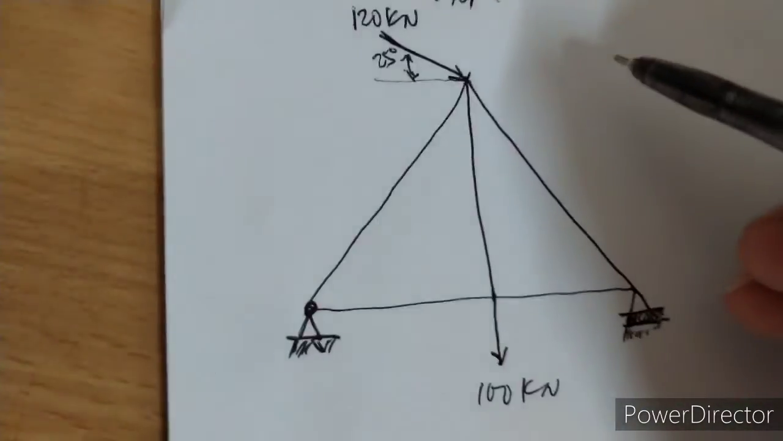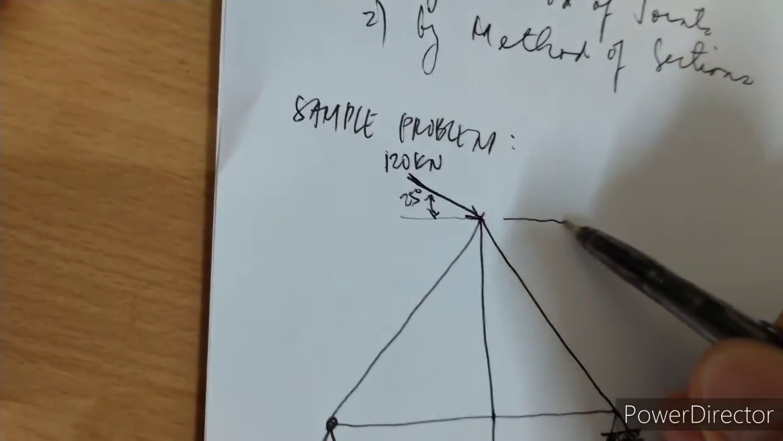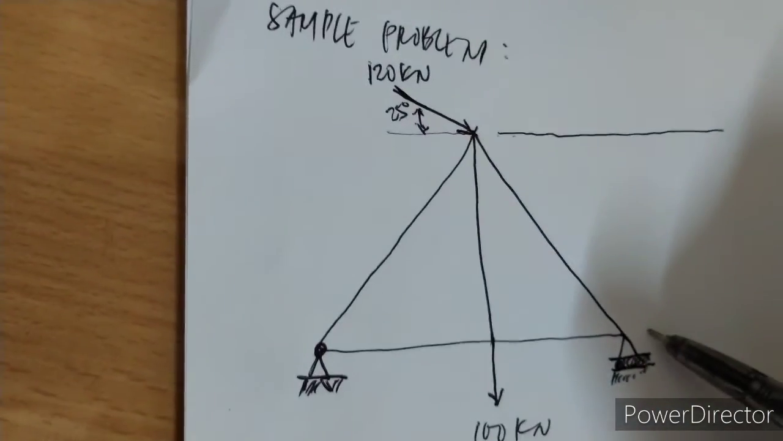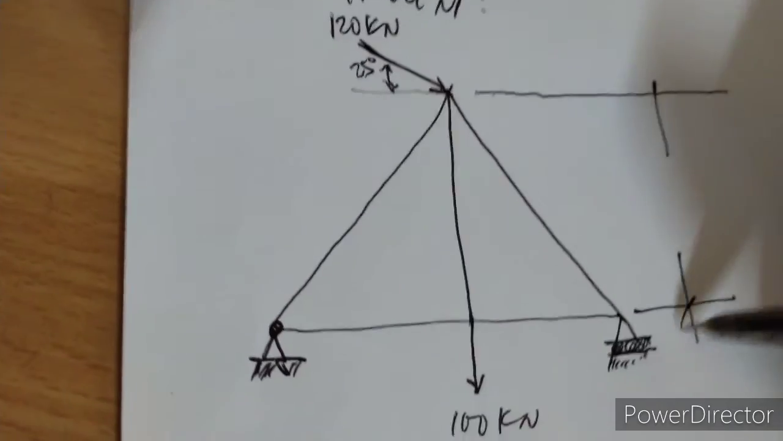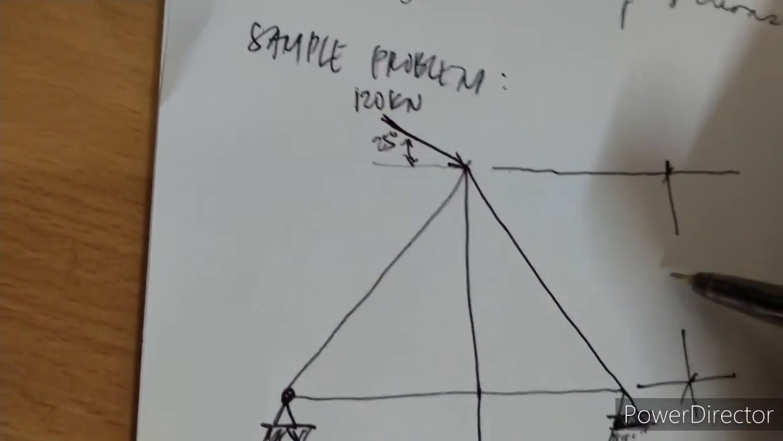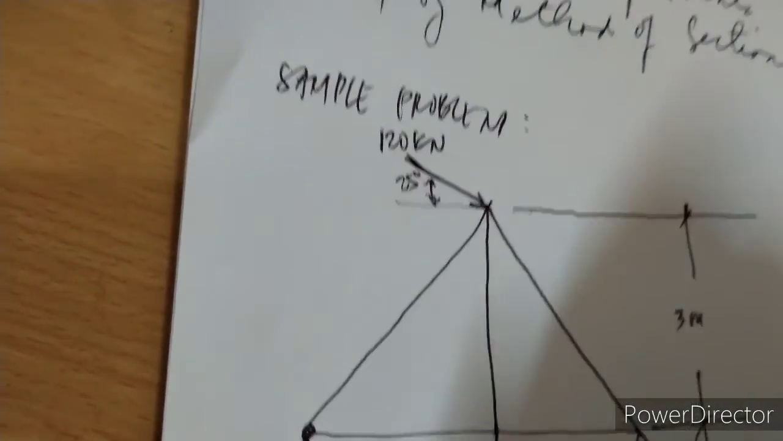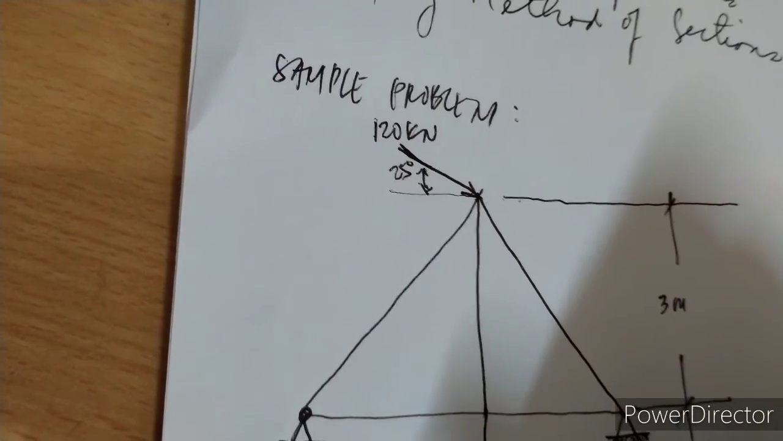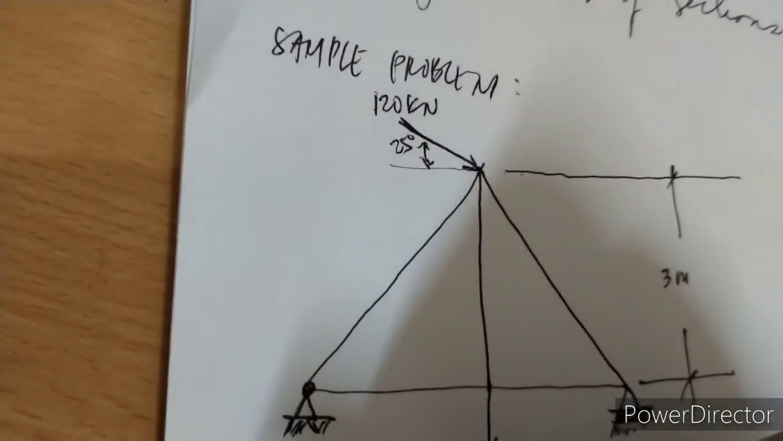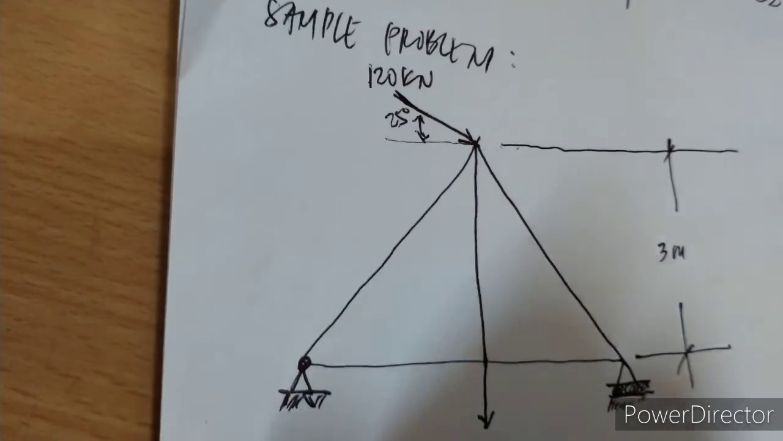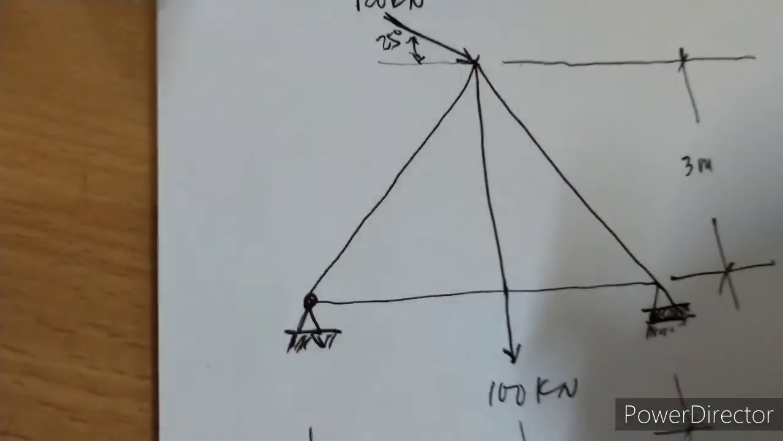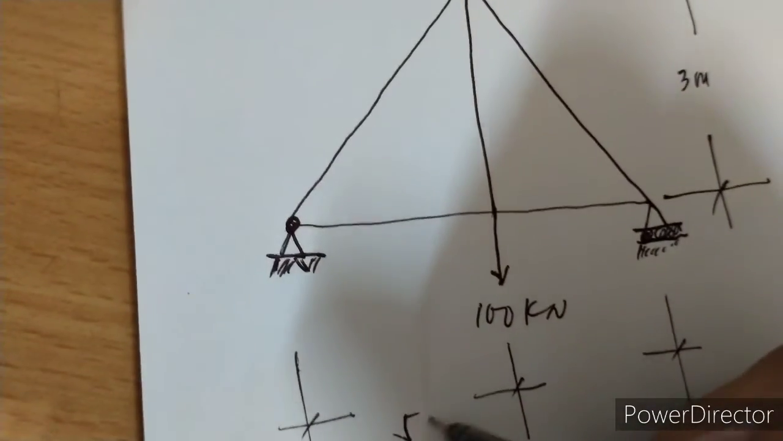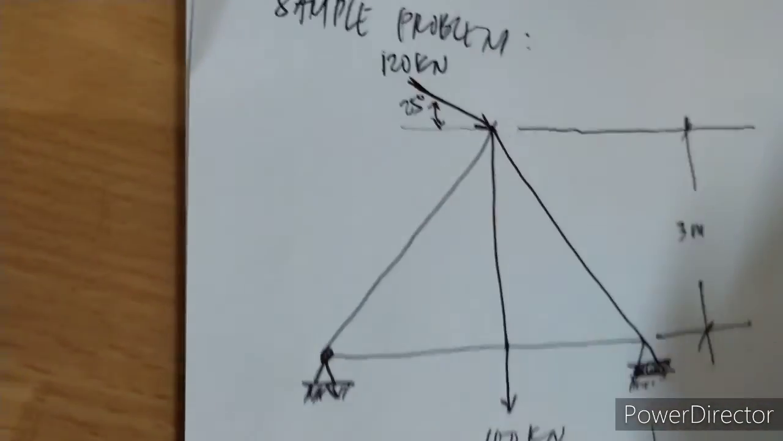Okay, so we also need to reflect the dimensions of the truss, wherein the height is 3 meters, and we have also this, actually this is not to scale. Okay, so this is 5 meters, and we have also 5 meters in there.